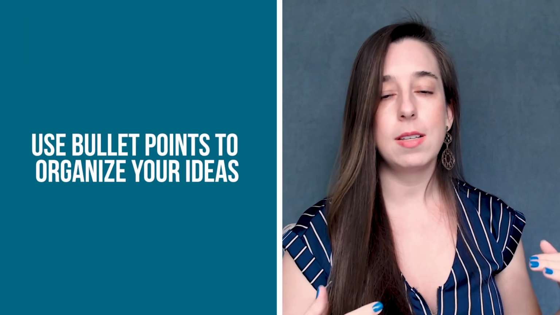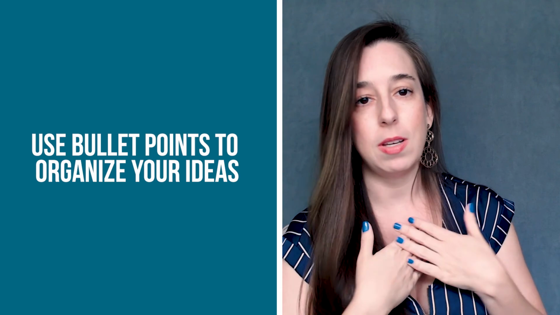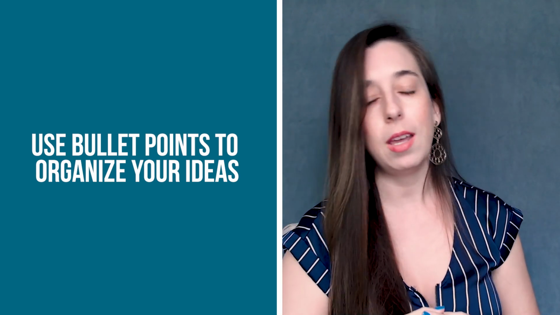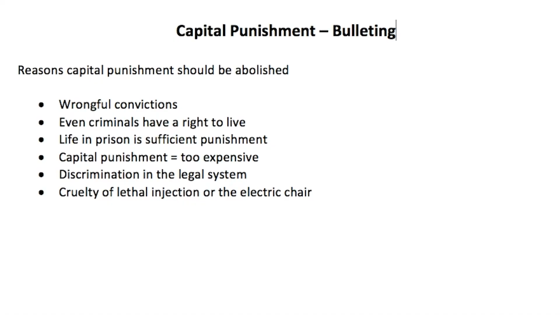Another way that you could brainstorm is to bullet point your ideas. This is the one I traditionally use because I think in a very organized way. For my bullet list, I wanted to list as many reasons as I could think of for why I felt that capital punishment should be abolished. Here's what I've got. Sometimes you get wrongful convictions. Even criminals have a right to live. Maybe they've lost their right to their freedom, but I still feel that they have a right to their lives. Life in prison could be sufficient punishment for a lot of these criminals.